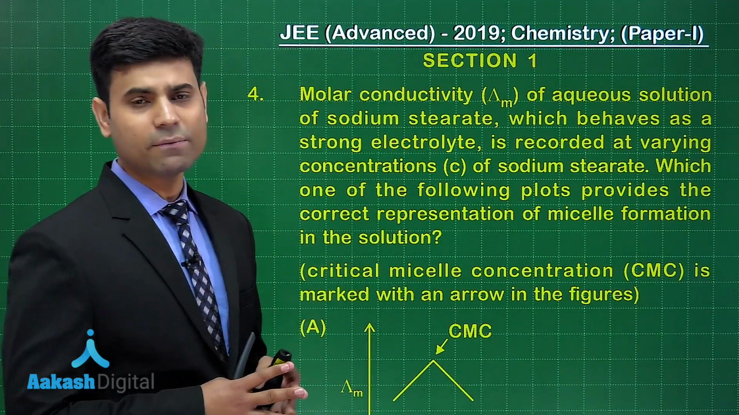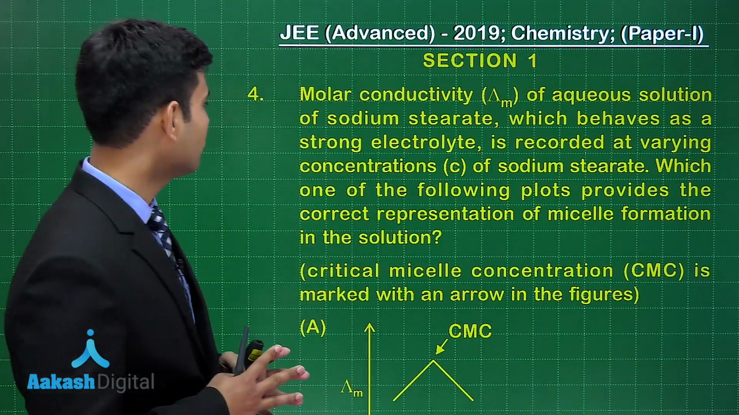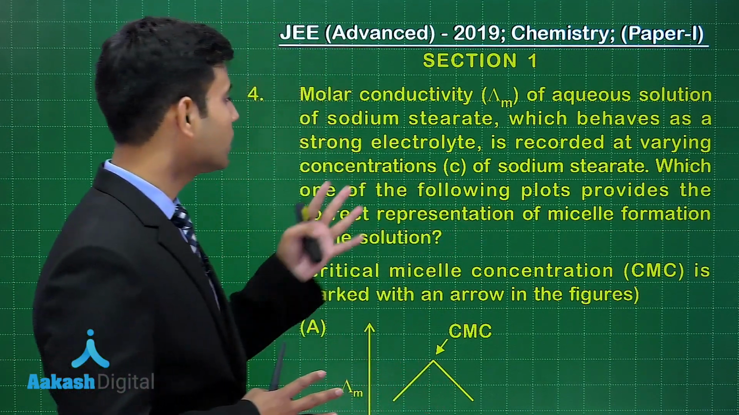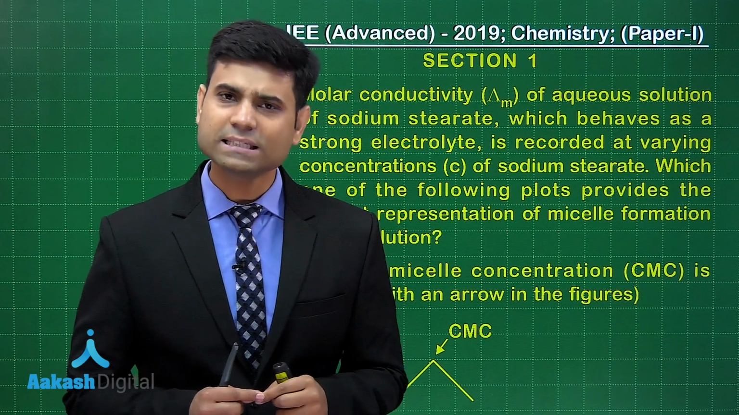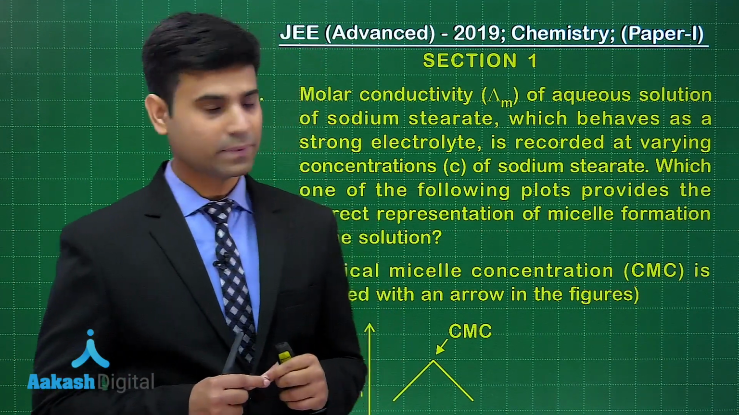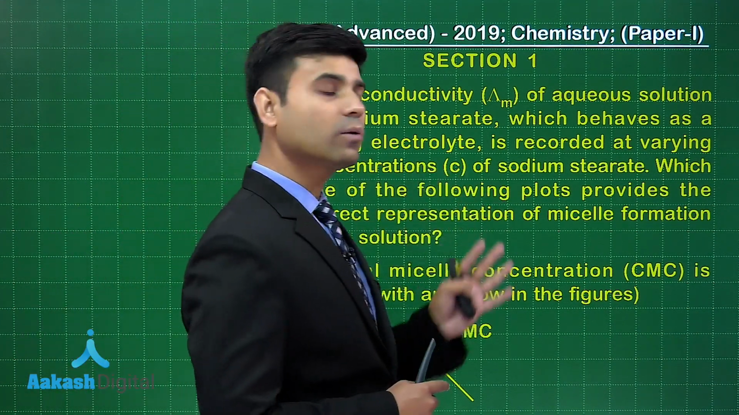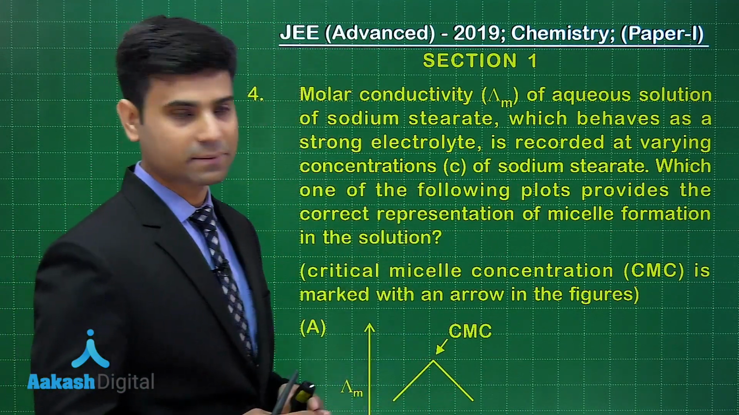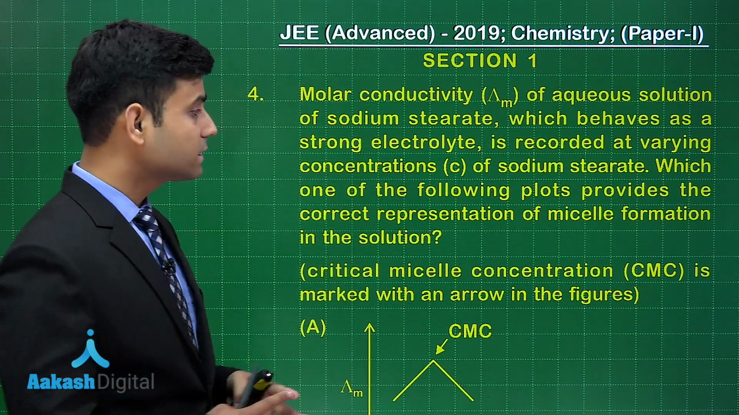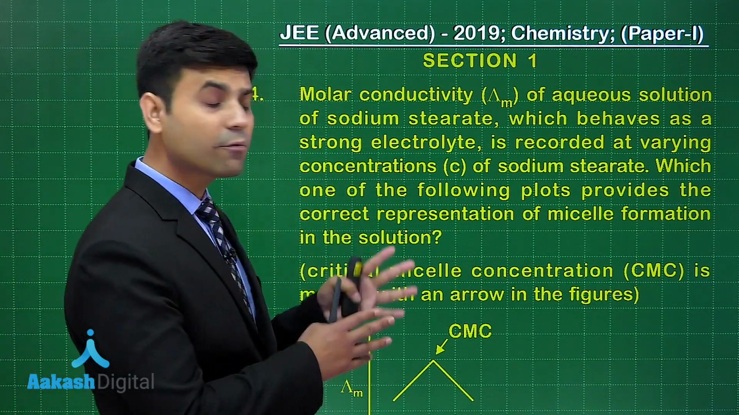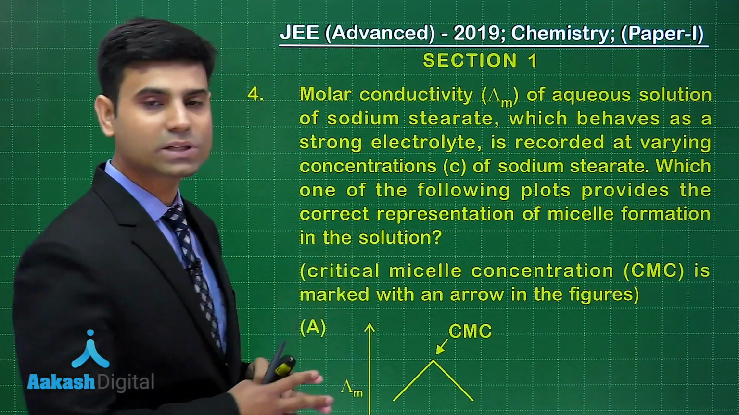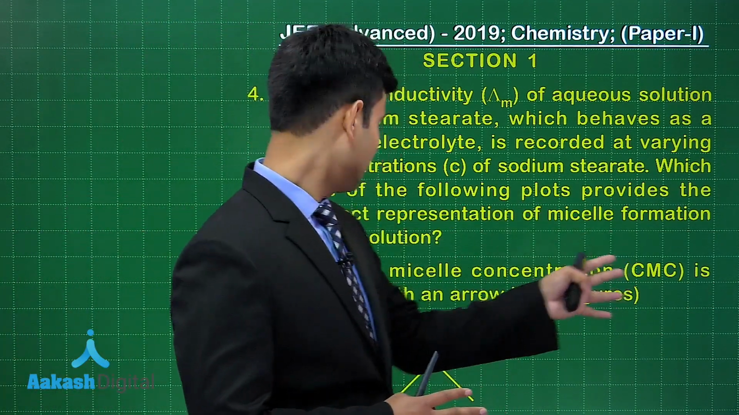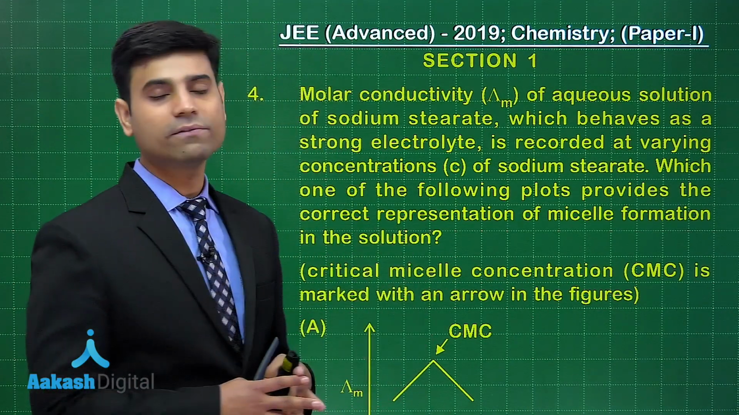This is the next question we have, which is the fourth and last question of section 1, which says molar conductivity lambda m of an aqueous solution of sodium stearate, C17H35COONa, which behaves as a strong electrolyte, is recorded at varying concentrations of sodium stearate. Which one of the following plots provides the correct representation of micelle formation in the solution? Here it's given that the critical micelle concentration, CMC, is marked with an arrow in the figures.